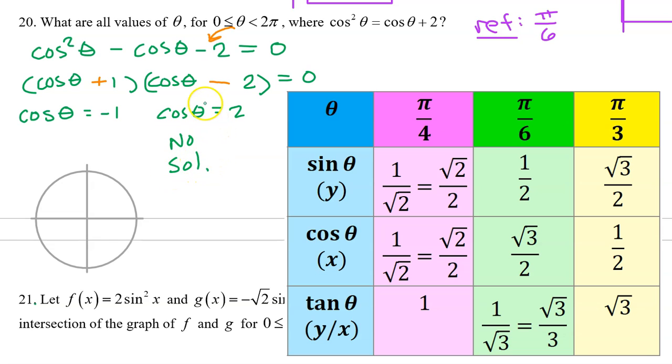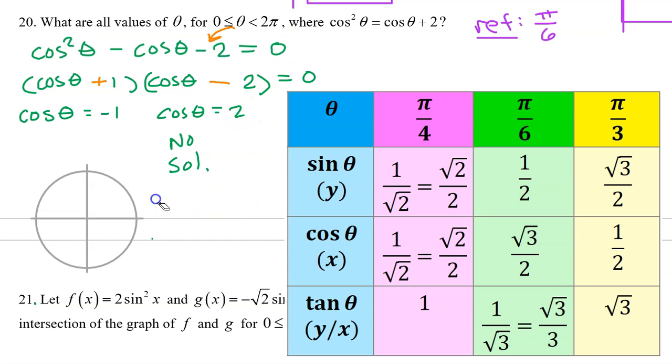on this side because long ago we learned that cosine has a maximum value of 1 and a minimum value of negative 1. So the graph of cosine sort of went like this, and it had a high of 1 and a low of negative 1. So there's no way that cosine will ever reach a value of 2.